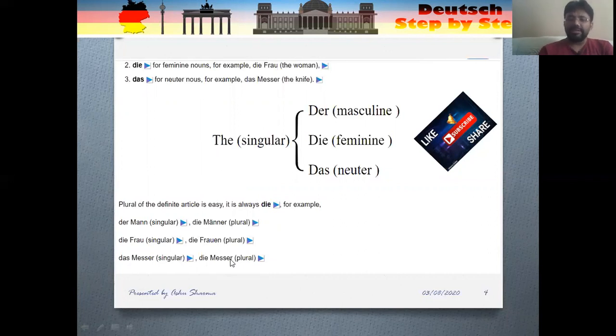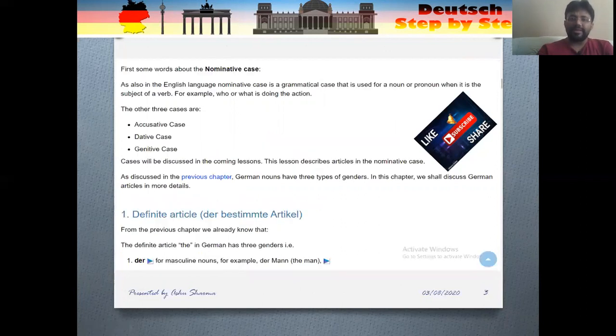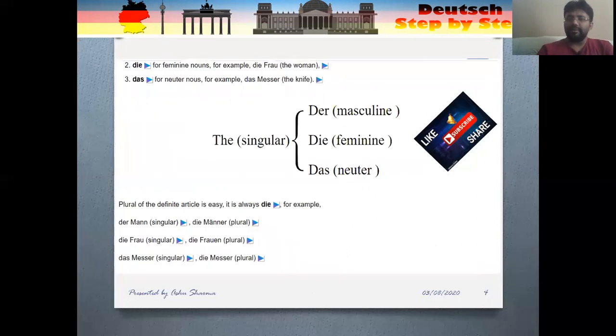So this is important. In this slide, we have discussed the nominative case and these three different genders. If you remember this, der, die, and das: der for masculine, die for feminine, and das for neuter. And when you want to make it plural, you have to replace each one of them with die: die Männer, die Frauen, die Messer, like that.